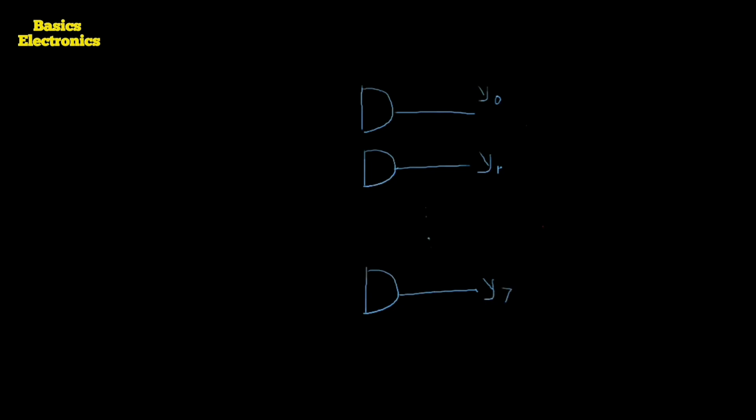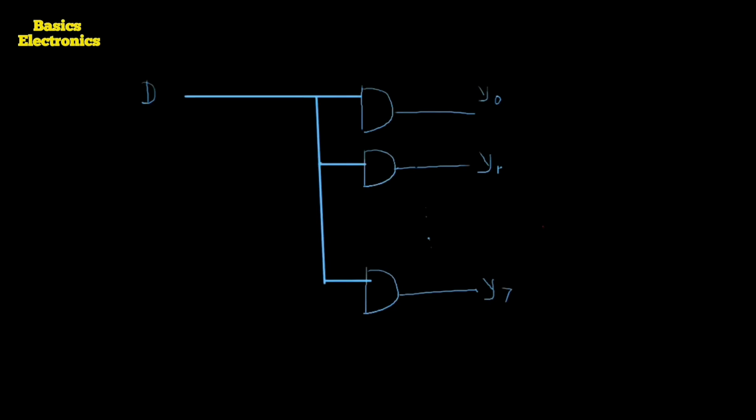Now the data line is required, and as we know, this demultiplexer has one common data line. I am going to denote it by the data line D. This data line D is connected to all of the AND gates. So here is the connection of all inputs: the input connected to the last AND gate, and here it is connected to the second AND gate.